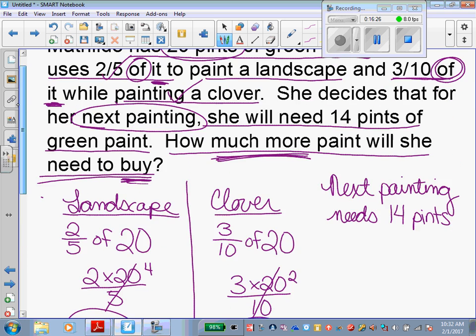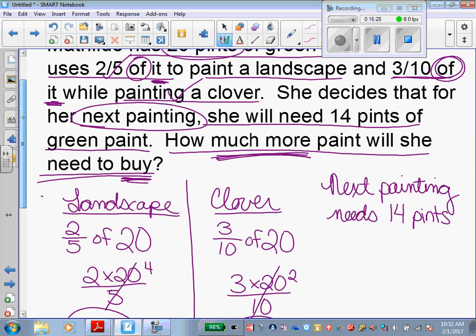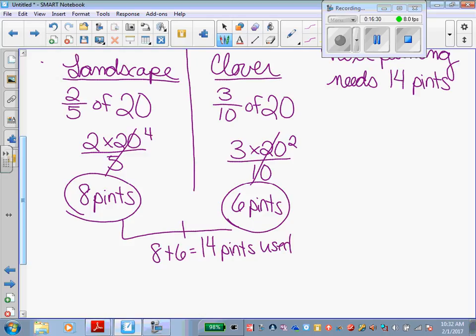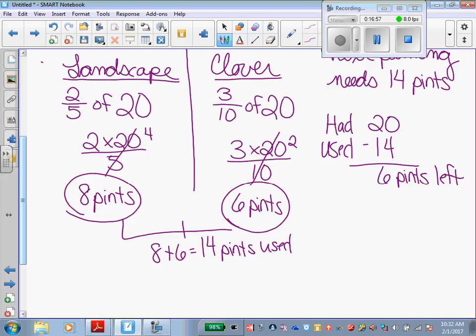All right, so we had 20 pints to begin with. She used 14. How much does she have left? What is 20 minus 14? Jabria? 6. So she has 6 pints, not tenths, left.